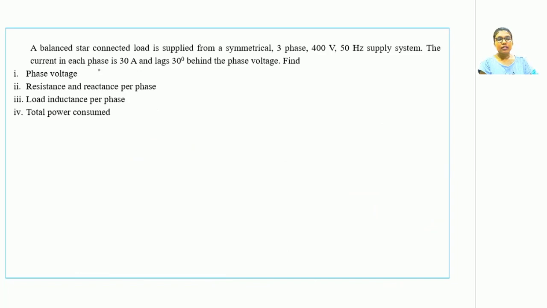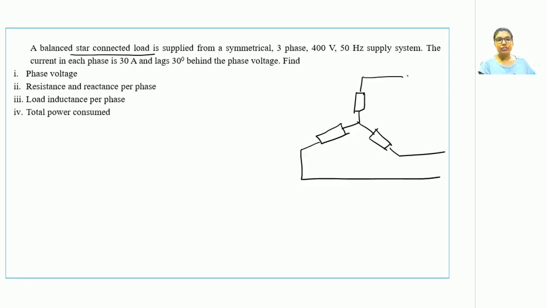Now this is a different type of question. I won't say that this is a very important question, but yes, this is a different type of question and one has to even work out these type of numericals. Let's see how this is different. A balanced star connected load is supplied. So it's a star connected load. Let me draw that first.